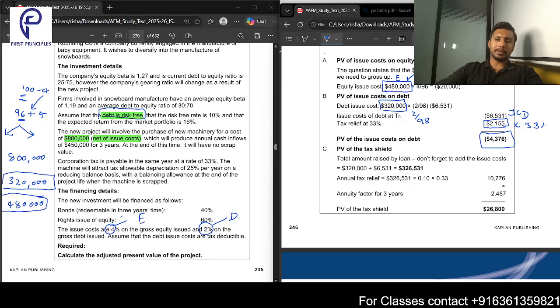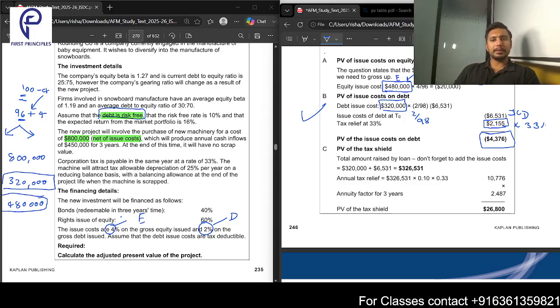Equity, we do not get any tax relief. Debt, we get a tax relief. So we have taken this. This is the present value of issue cost of equity, present value of issue cost of debt. So we have taken 480 and 320, which was the split of 800,000. 480 was 4 by 96. 320 was 2 by 98.